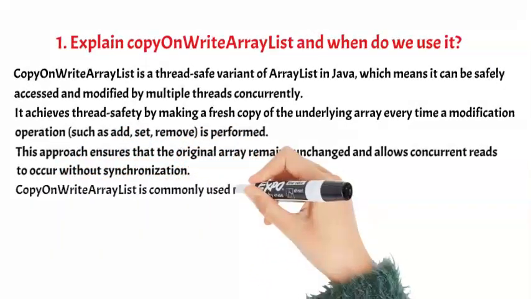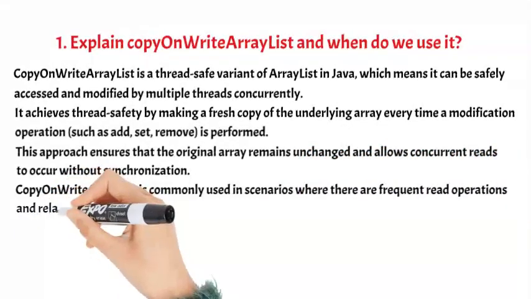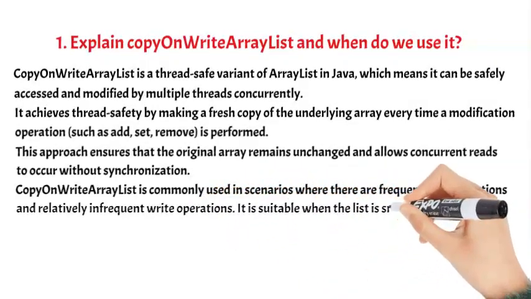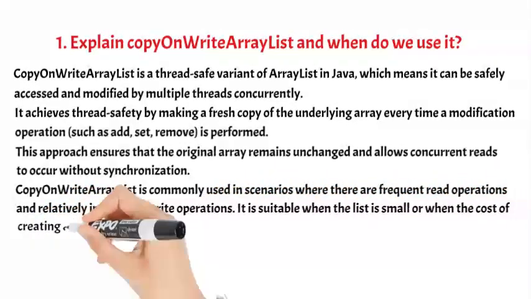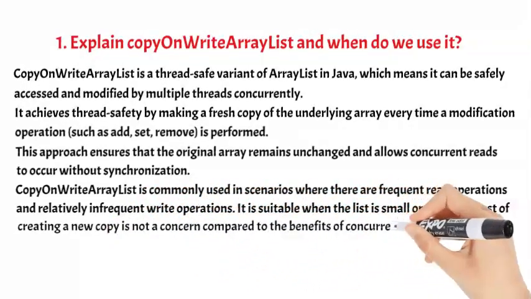CopyOnWriteArrayList is commonly used in scenarios where there are frequent read operations and relatively infrequent write operations. It is suitable when the list is small or when the cost of creating a new copy is not a concern compared to the benefits of concurrent read access.